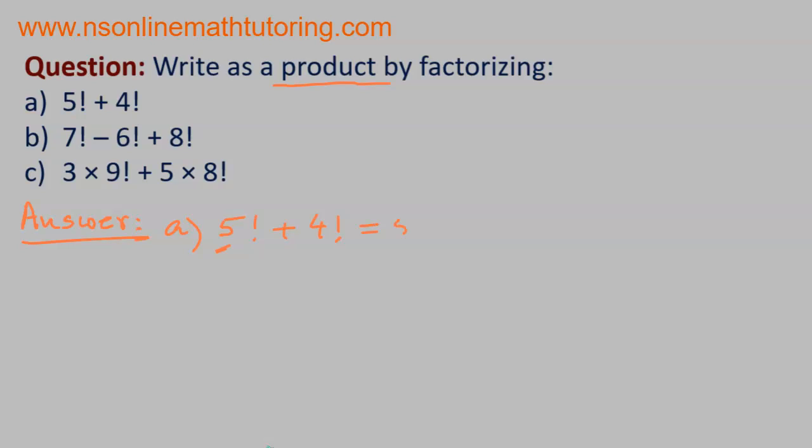5 factorial can be written as 5 times 4 factorial, and in case you are not familiar with these things, how am I getting 5 factorial equal to 5 times 4 factorial? I would definitely be asking you to watch my previous video on factorial notation. That is the first session on this chapter, the Binomial Theorem.